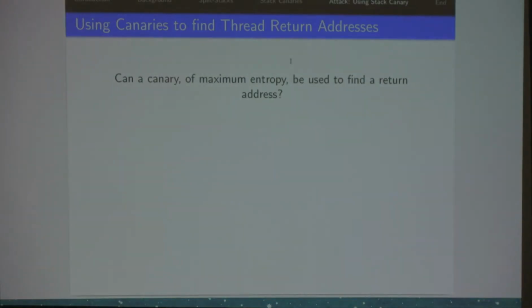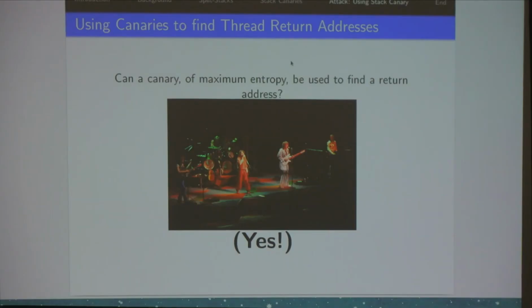So now the question comes, can a canary of maximum entropy be used to find addresses in an opaque memory space? Well, yes, of course it can. That's the band Yes, if you didn't get the joke. Nobody laughed. Wow. At least I'm not a comedian, because that would suck.